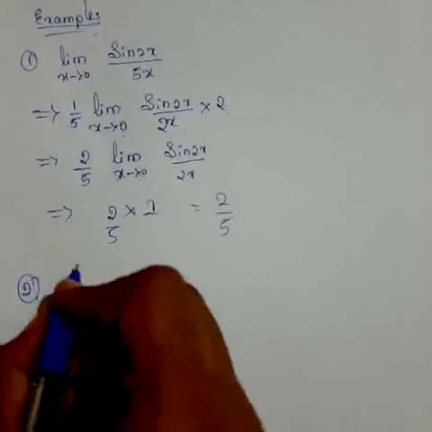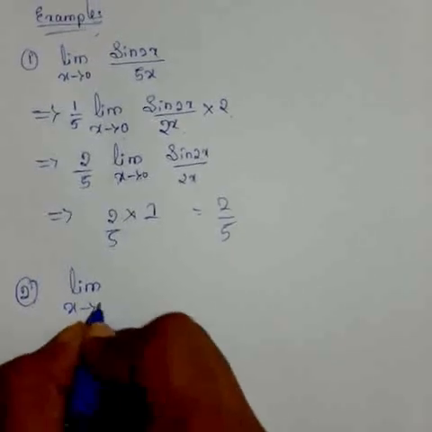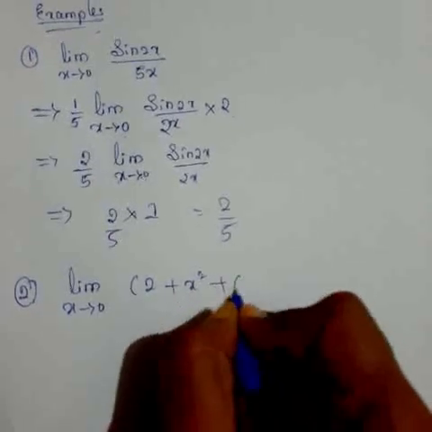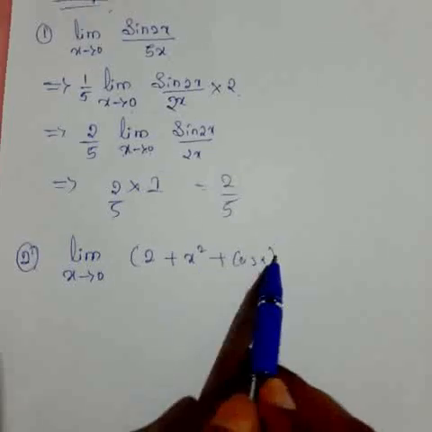See the next question. If I say limit x tending to 0 of 2 plus x square plus cos x, see here, there are so many functions here.